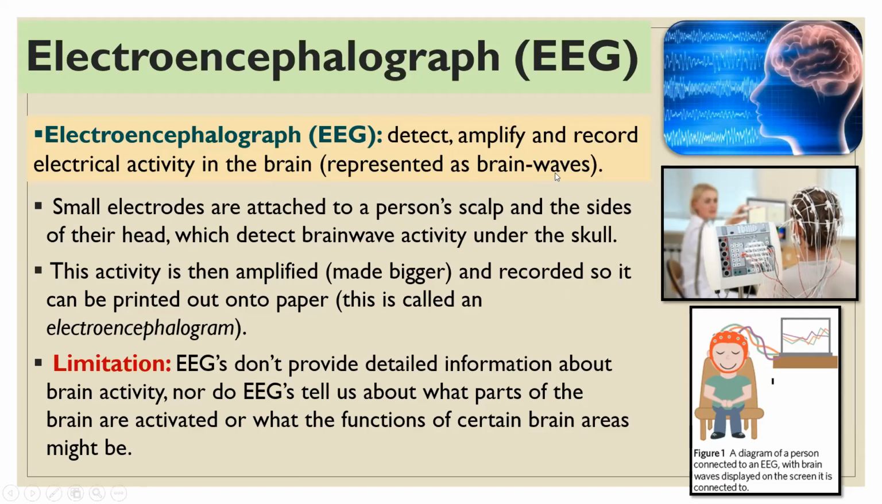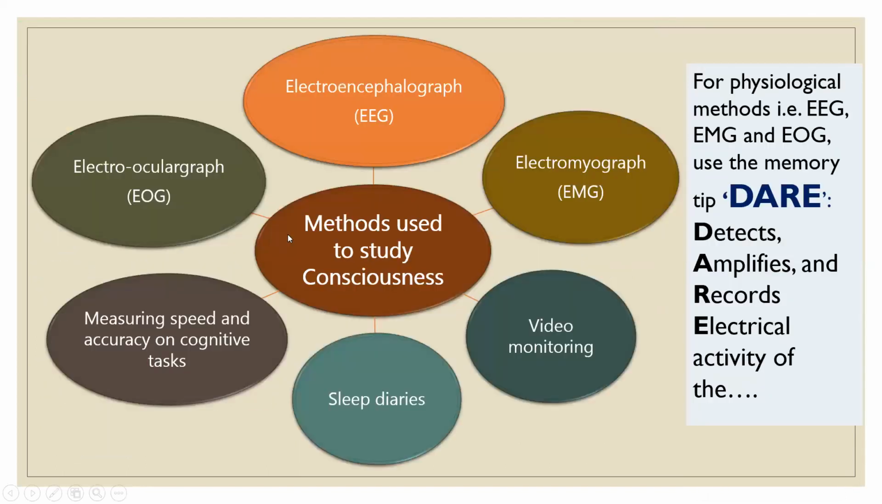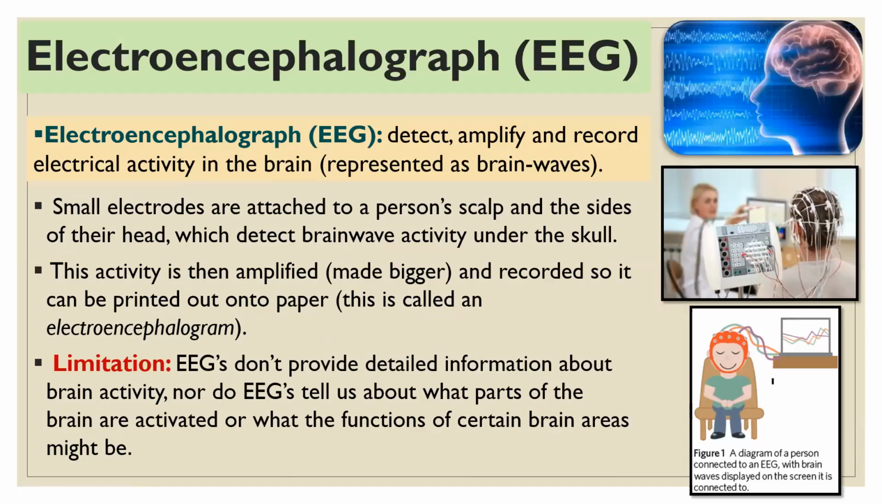Okay, so there are different brainwave patterns, and we're going to learn about the 4 types of brainwaves in spread 8D. But for now, we don't need to know what the brainwaves are. We just need to know that the electroencephalograph is this device. And as I said in the previous slide, we use this memory tip, DARE, D-A-R-E. It's a device that detects, so D, amplifies, which means makes bigger, R means record, and E means electrical activity, or the electrical nature of that activity.